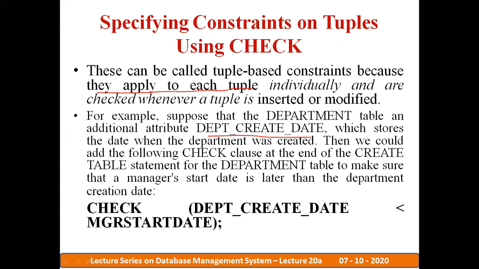Consider that your department was created on 1st August 2020. Obviously, the manager start date should be later than the created date. It can't be 1st April 2020, because the department is not even ready then. How can there be a manager? So the manager start date will always be later than the department created date. That can be specified as a check. So the department created date should always be less than the manager start date.